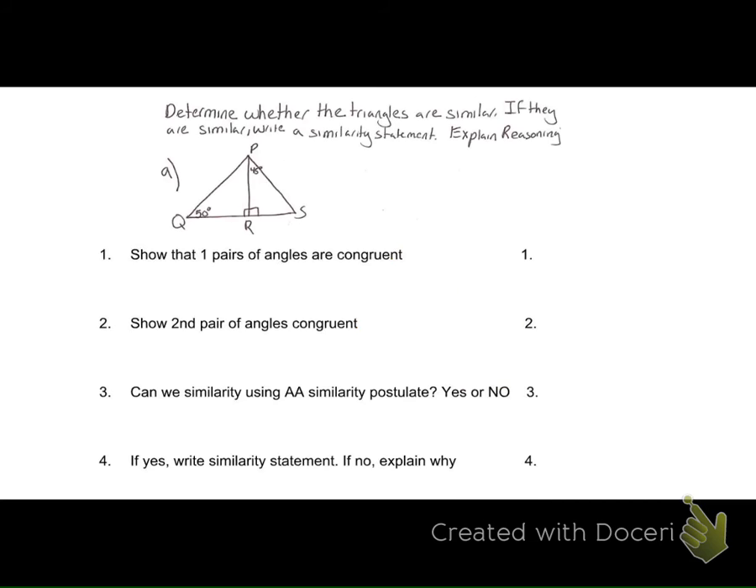We're beginning with determining whether the triangles are similar. If they are similar, write a similarity statement. Explain your reasoning. So our first part is, how did we tell if two triangles were similar yesterday? What postulate did we use? The AA postulate, which requires us to do what? Show that two angles are congruent. So we want to see if we can do that. Our first pair of angles that are congruent, which two angles do we know are congruent? Yep. So we know that angle QRP and angle SRP are going to be congruent.